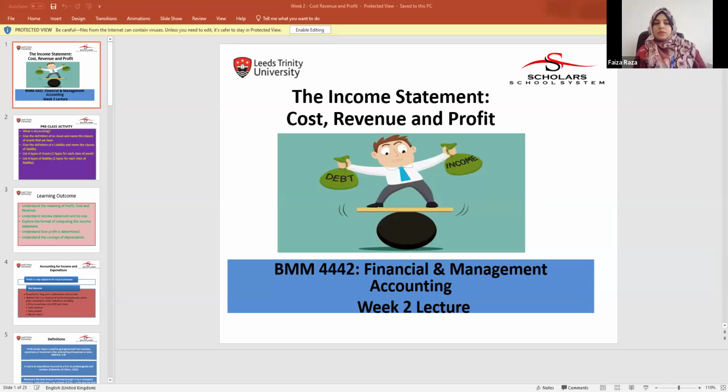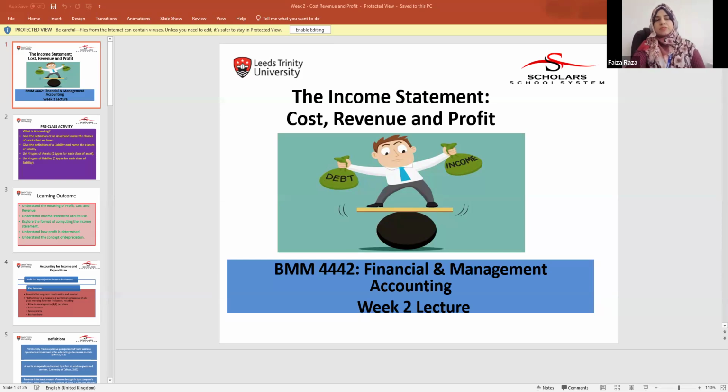So the profit generated by the income statement at the end of the year goes to the equity part of the statement of financial position. This is why both are interlinked. Then there are three parts of the income statement. First is gross profit, then operating profit, and then profit for the year or for the period, or net income. One by one we'll discuss these.